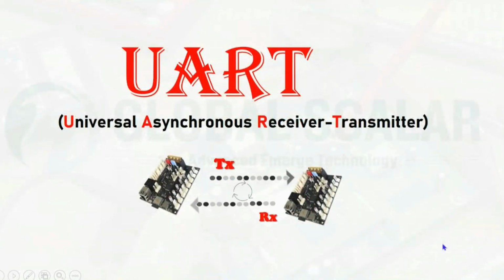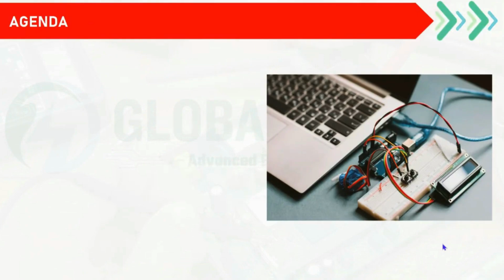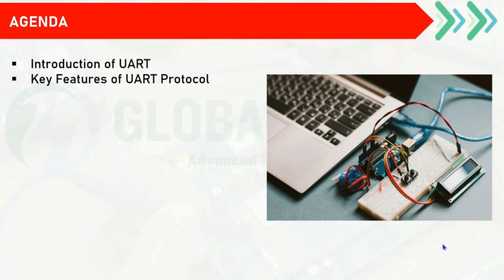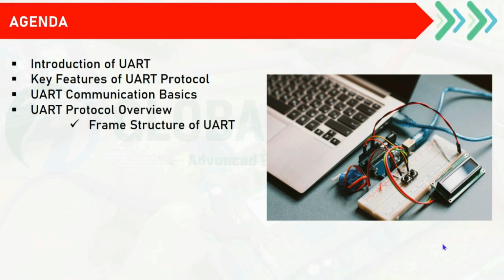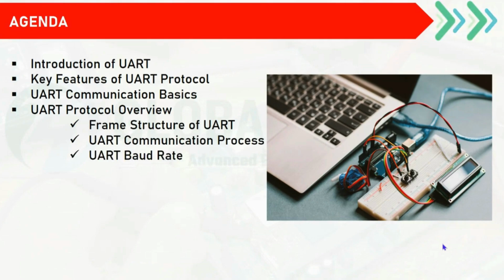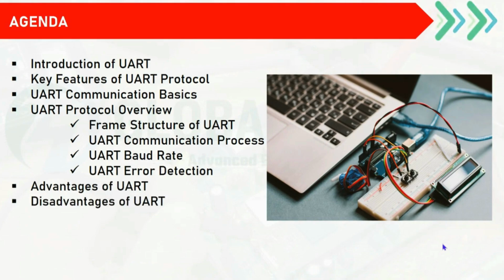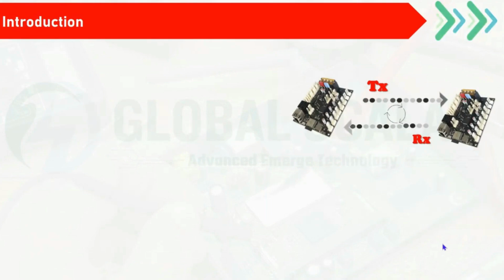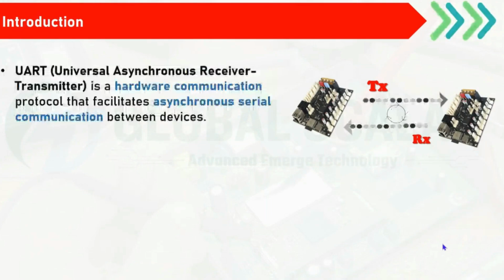The topic is about the UART protocol. A protocol here is the medium for transmitting and receiving data. To understand in detail, the introduction of UART, key features of the UART protocol, the basic communication and protocol overview, the frame structure and the process involved in it, the baud rate and error detection, the advantages and disadvantages of UART, and typical use cases will be studied. Coming to the introduction, UART is Universal Asynchronous Receiver and Transmitter.